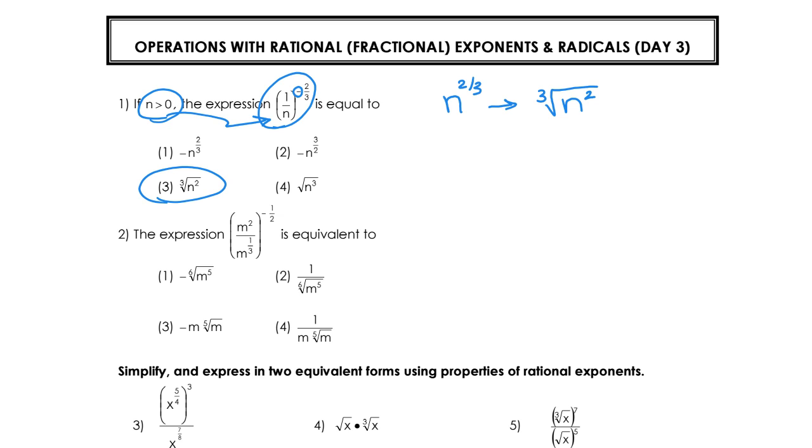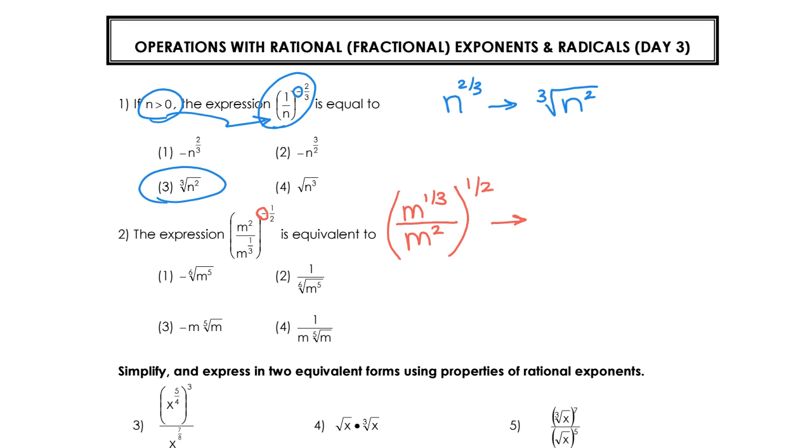Okay, number 2. All right, so the same thing is going to happen here with this negative. It's going to cause our numerator to change into the denominator and our denominator to come up into the numerator. All right, and so we're going to have m to the 1/3 upstairs, okay, and m to the 2nd downstairs. And our exponent will change to a positive 1/2.